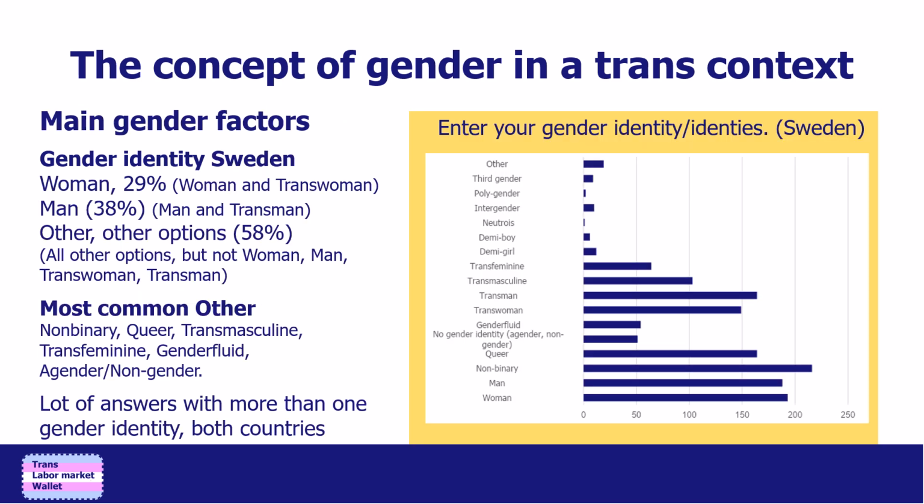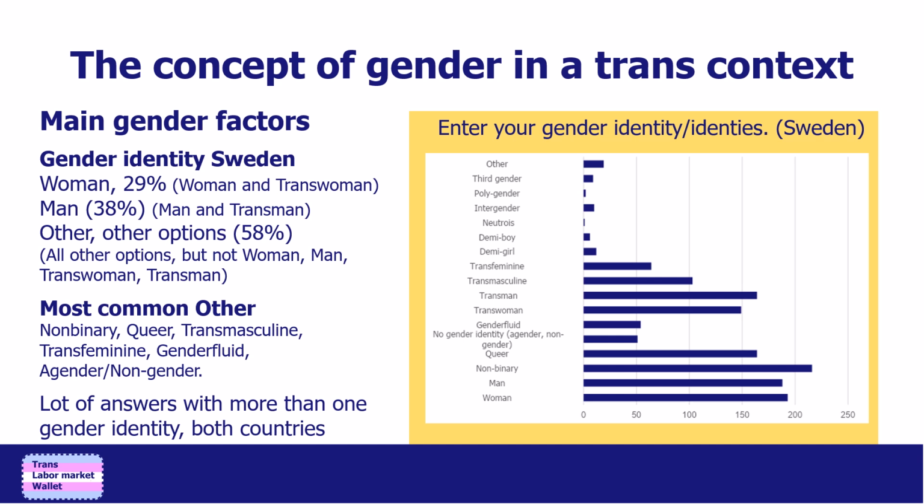So, what did they answer? In Sweden, the answers were like this when it comes to gender identity. As we said, we have some overweights. Only 29% of our respondents in Sweden are women, 38% are men, and 58% answered something else than man, trans man, woman, trans woman. Most common gender identity is other, and within them, the most common is non-binary, followed by queer, trans-masculine, trans-feminine, gender fluid, and agender, non-gender.